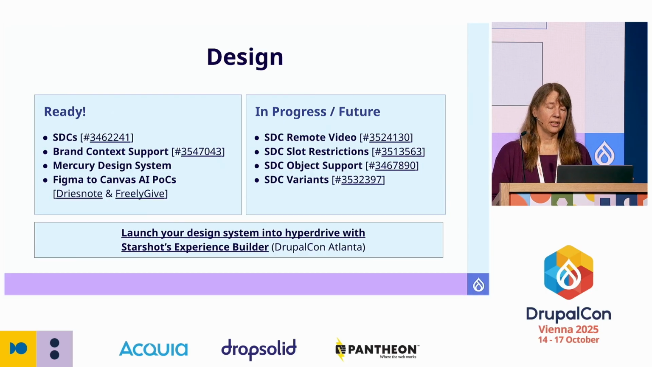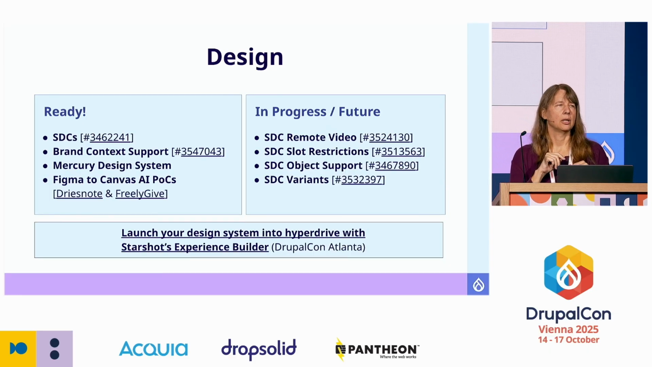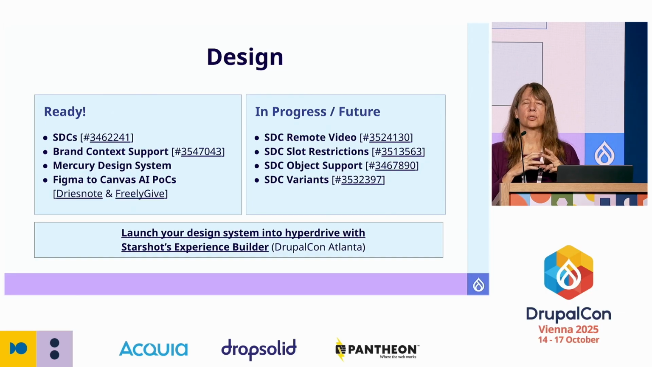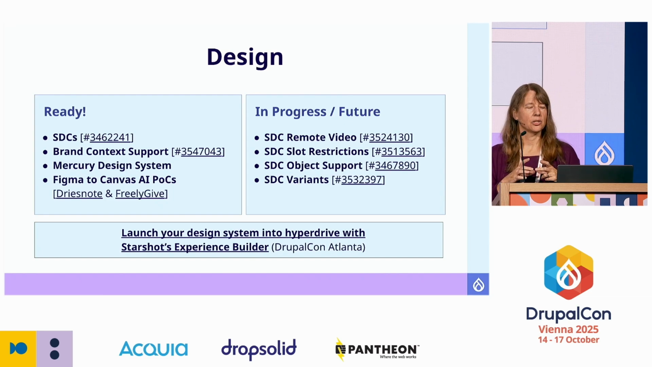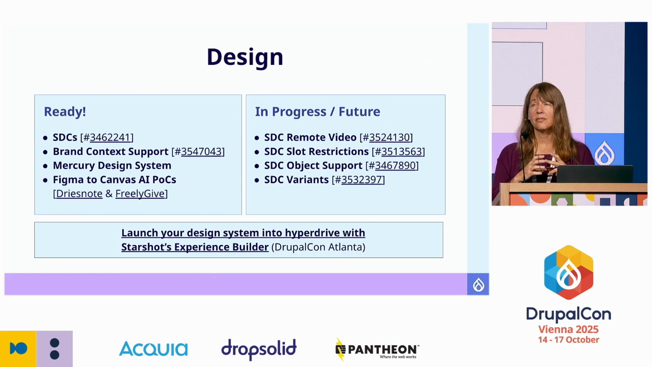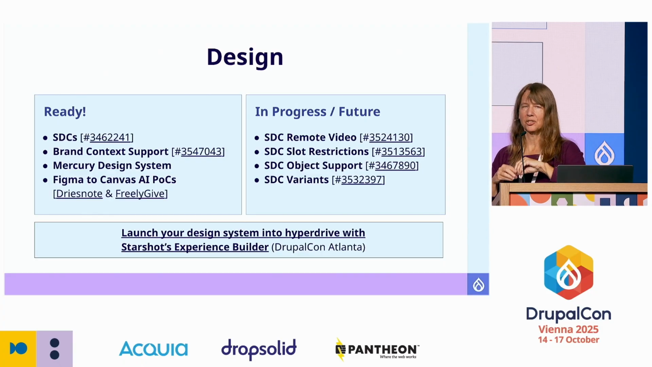One that I'm particularly fond of is slot restrictions. The thing about SDCs is if you make an SDC, a single directory component, you define props, which you can just think of as settings. So it's like I've got a title and a description and an image, and then you've got slots, which is just a space where you can put other components. So one of the things that I've been waiting for is to be able to tell Canvas, I only want these certain components to go into this slot. I don't want just anything to go into this slot, because that would be kind of annoying if someone's taking a hero and shoving it into my little card.